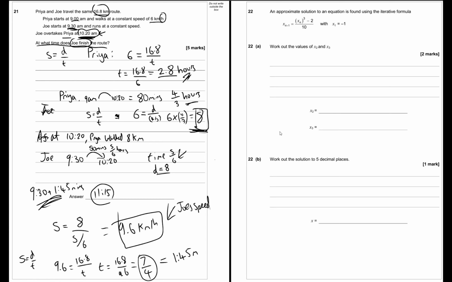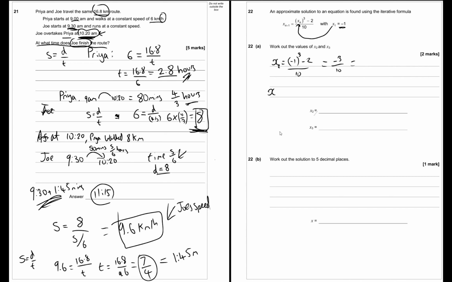Question 22. An approximate solution to an equation is found using this iterative formula: x_(n+1) equals (x_n cubed minus 2) over 10, with x_1 equal to minus 1. Work out the values of x_2 and x_3. For this one, all we're doing is substituting x_1 into here. So x_2 is going to be equal to, because we put minus 1 into here, (minus 1 cubed minus 2) over 10. Minus 1 cubed is minus 1, so it's minus 1 minus 2, so that's minus 3 over 10, and that is x_2.